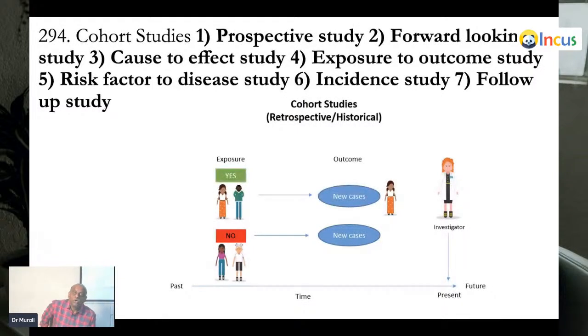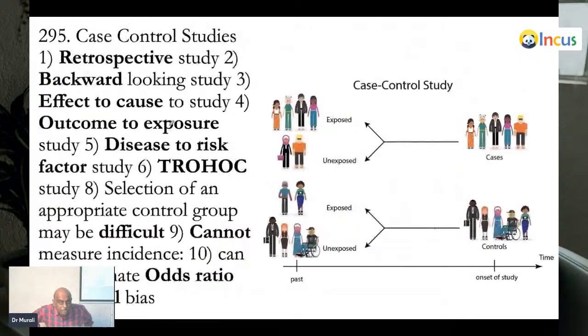So, doctor, cohort study. Cohort study is also called prospective study, forward-looking study, cause to effect study, exposure to outcome study, risk factor to disease study, incidence study, and follow-up study. They're all the names for the same. Cohort study is what you need to remember. Whereas case control is retrospective study, backward-looking study, effect to cause study, outcome to exposure study, disease to risk factor study, and it is the reverse of cohort. That's the reason it is called TROHOC, reverse of cohort.